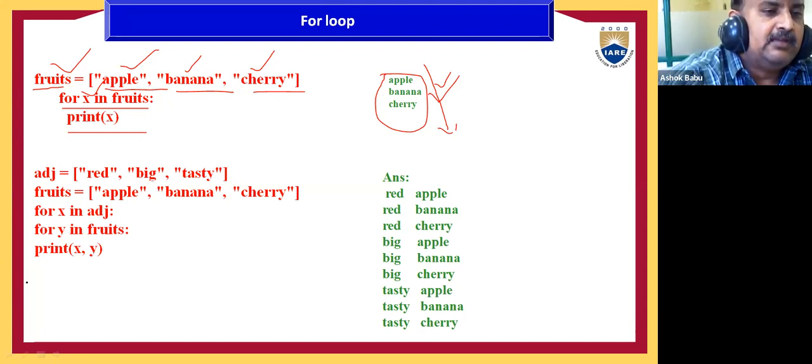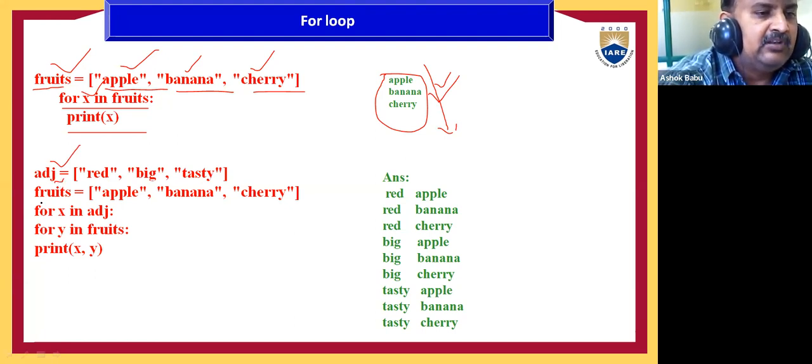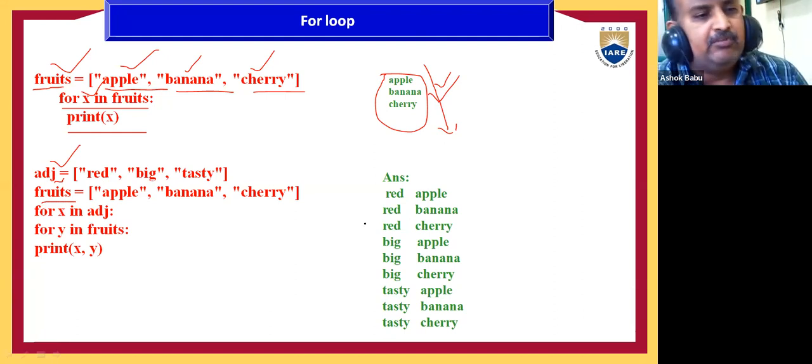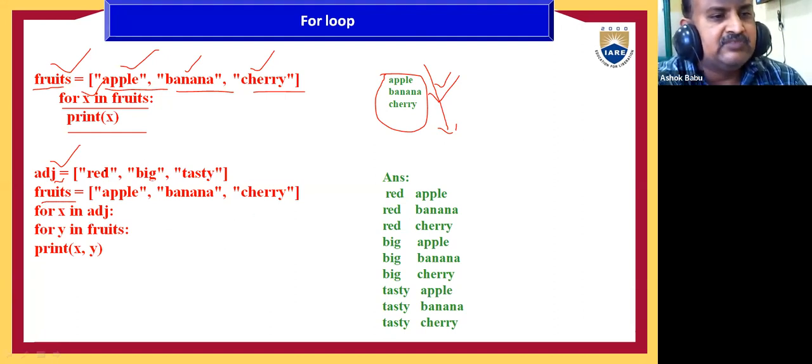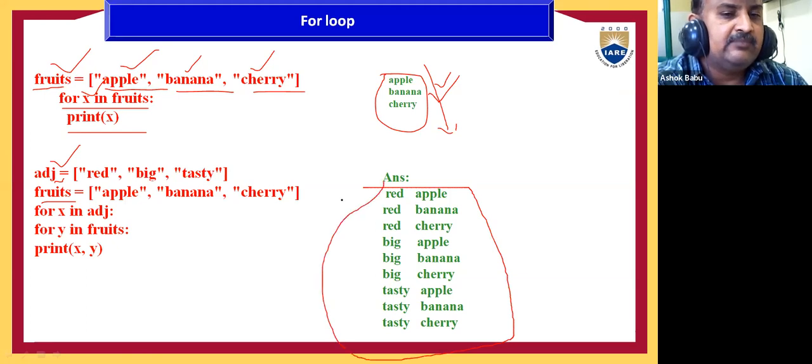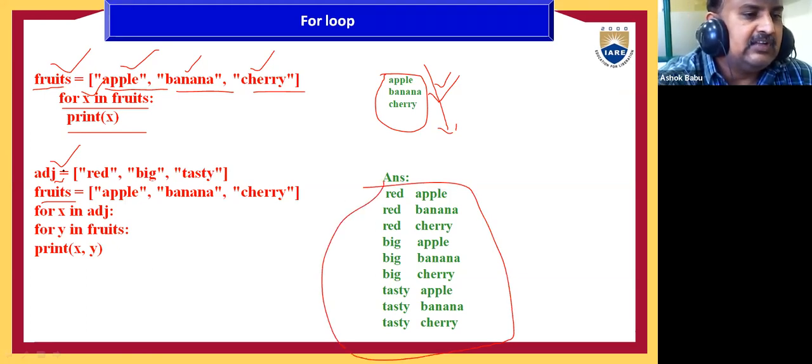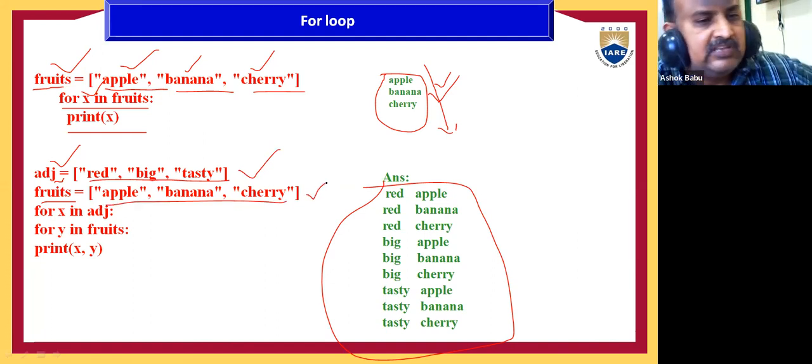Same as the numbers. Next, I want to mix; let us assume there are two variables, another program. One is adj, and fruits is the other variable. I need to map each one. Suppose I need to map red with apple, banana, cherry, then big with apple, banana, cherry, and tasty with apple, banana, cherry. In adj we have three strings, and in fruits again we have three strings.